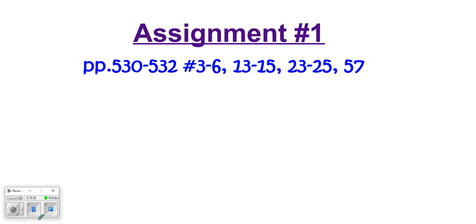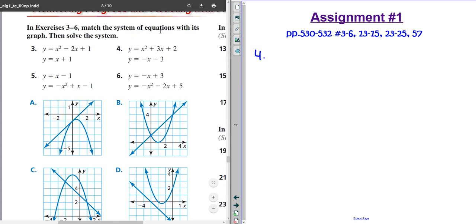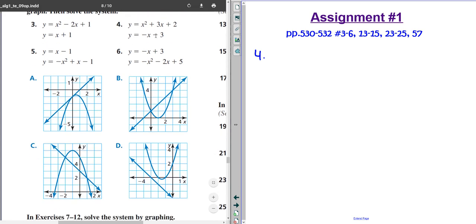So starting with number 4. On number 4 here, it says match the system of equations with its graph and then solve the system. Well, match the system with its graph. If you look at these linear equations, y equals x plus 1, y equals -x minus 3, this one's y equals x minus 1, and this one y equals -x plus 3, they all have different y-intercepts. So if you look at the graphs on here, just look at the lines and look for their y-intercepts, and that will tell you which one of these the graph matches with. It's that simple. You just look for little hints like that.